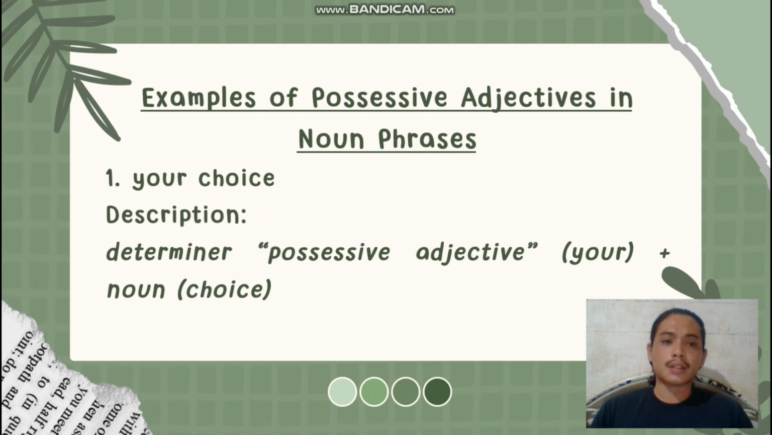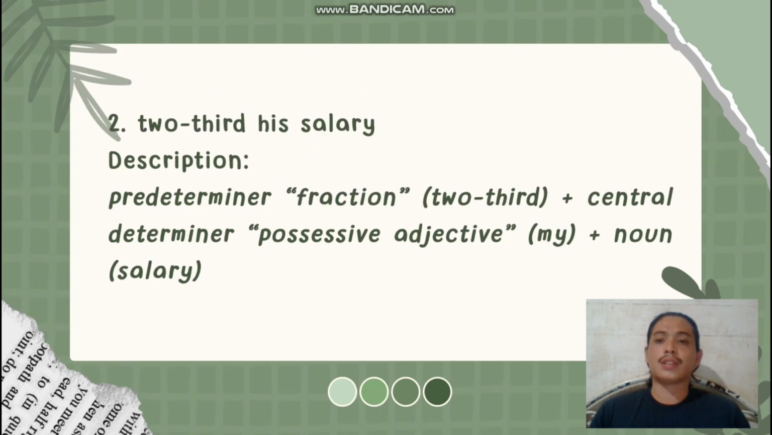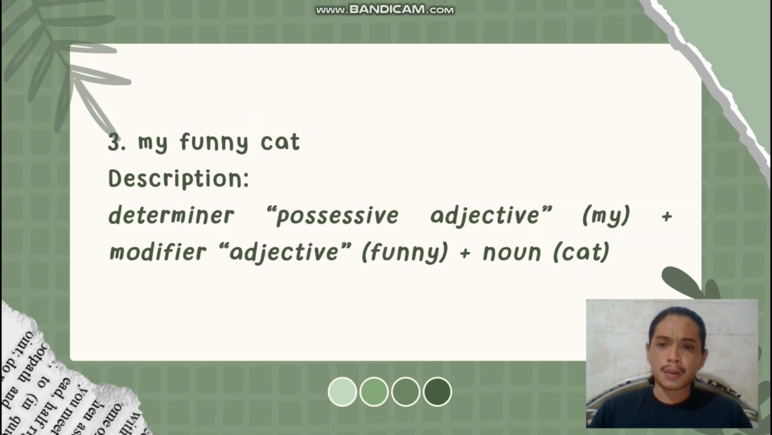Example of possessive adjective in noun phrase: your choice. Description: determiner, possessive adjective "your", plus noun "choice". Example: half the tutor, plus center determiner, plus noun. Description: predeterminer, fraction, "half", plus center determiner, plus noun. My funny cat. Description: determiner, possessive adjective "my", plus modifier adjective "funny", plus noun "cat".